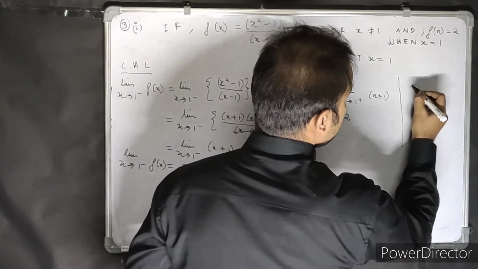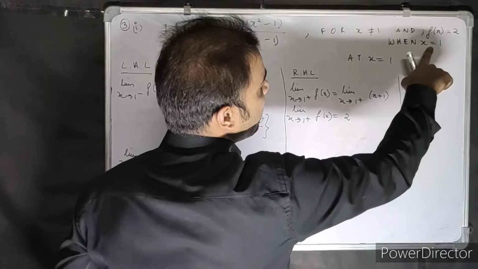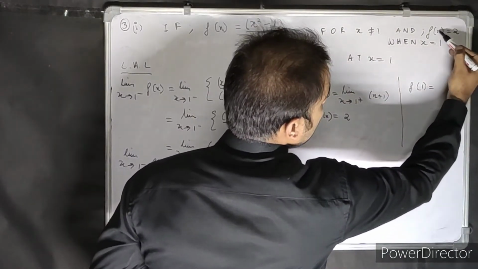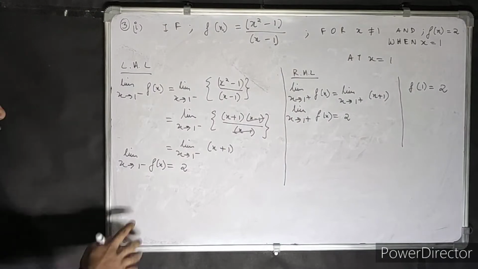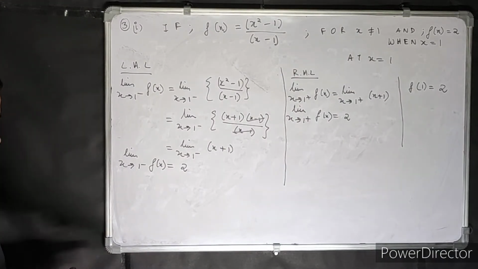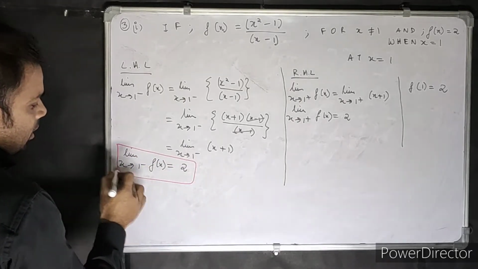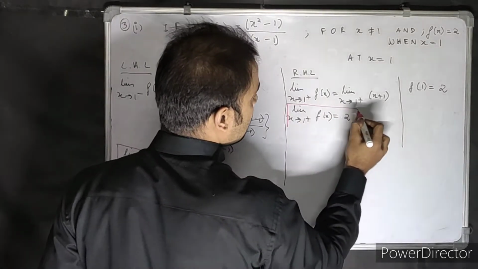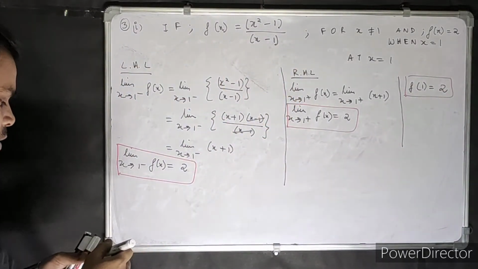Now when you put f of 1 over here, it's already given. f of x is 2 when x is equal to 1. When you put 1 over here, your answer is supposed to come 2. It's already given in the question. So now you can see from all three parts, these three parts are equal to each other, right? This is equal to this is equal to this. All of them are coming equal to 2.